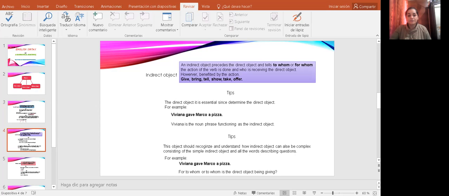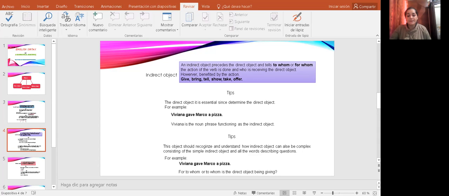Indirect object. An indirect object precedes the direct object and tells to whom or for whom the action of the verb is done, and who is receiving the direct object, or is benefited by the action. An indirect object is a noun phrase, can be a noun or a pronoun, that benefits from the action of the verb. In fact, indirect objects are usually found with verbs of giving or communicating like give, bring, tell, show, take, offer.